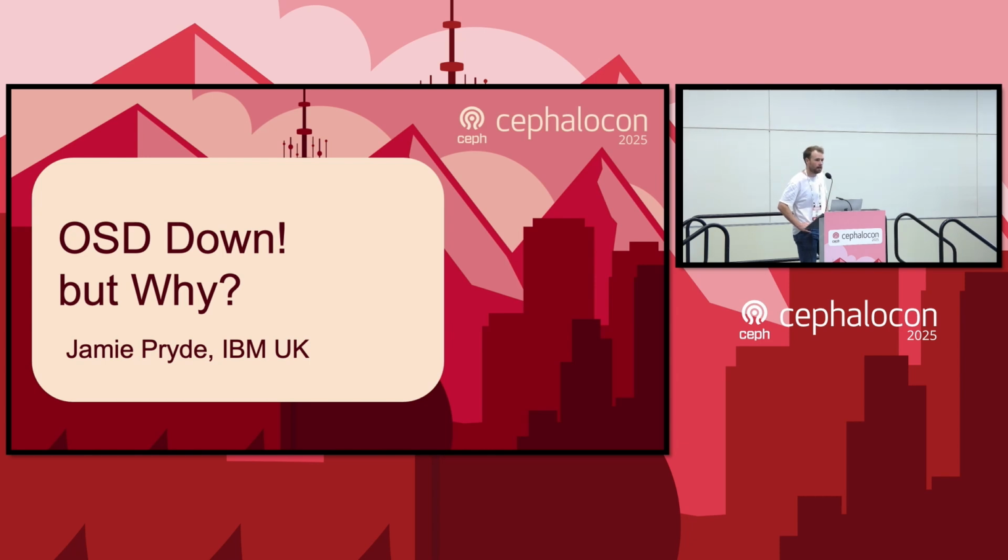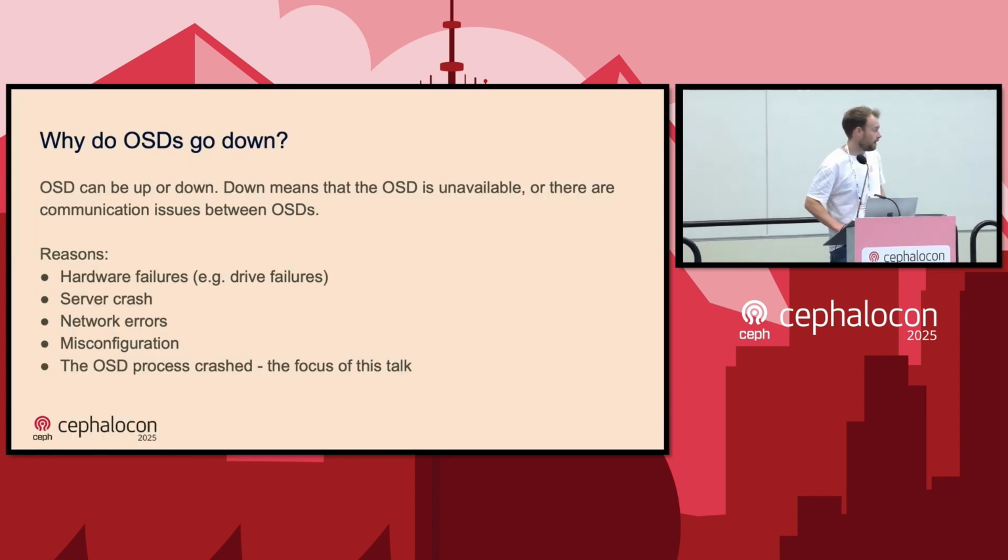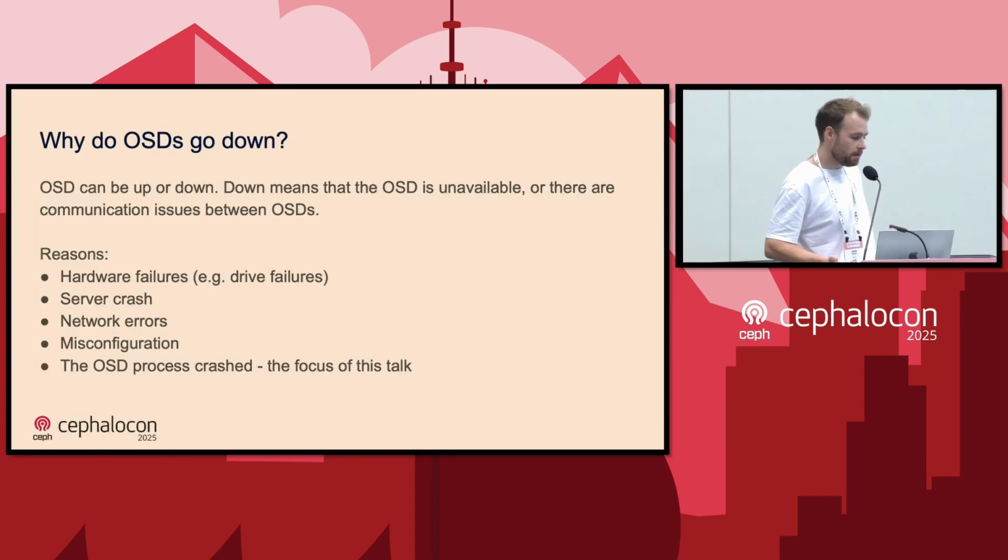And while doing my software development, I've caused a lot of OSDs to crash and had to try and work out why they've crashed. I've also taken a look at some bugs and had to work out what's going on there. So I thought I'd put together a short talk gathering some of those things I've learned, as an introduction on how to debug a crashed OSD. So why do OSDs go down?